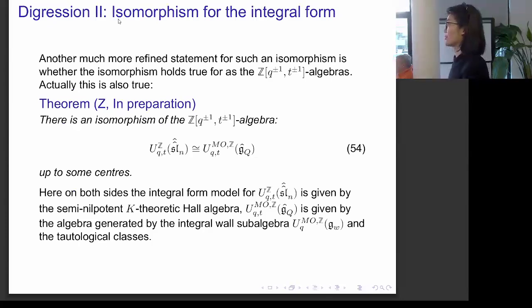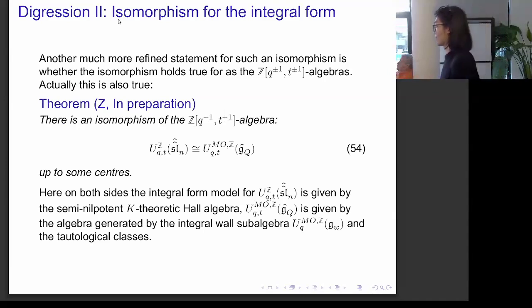And then digression 2 is that we have found that the isomorphism that we have shown before is an isomorphism of the rational form. But for the isomorphism of the integral form, it is much more difficult. It turns out that you can do such a proof, and this is a proof in preparation, that we can have an isomorphism of the integral form of the Hopf algebra on both sides. The integral model for the quantum toroidal algebra is given by the semi-infinite K-theoretic Hall algebra, and this is also another geometric story.